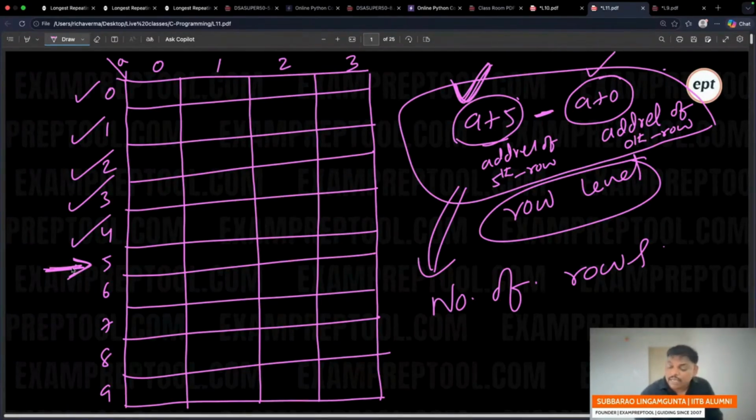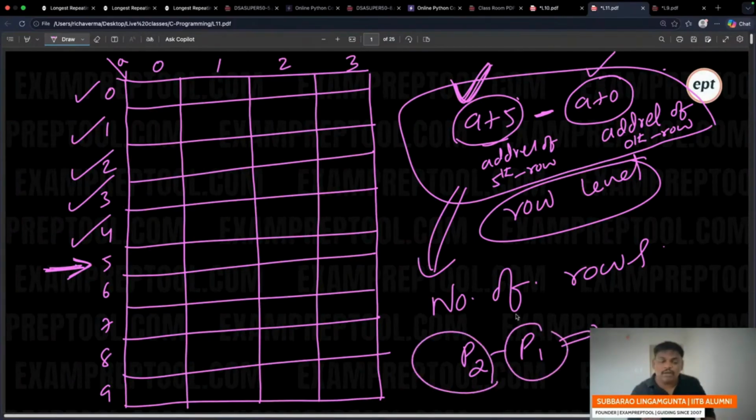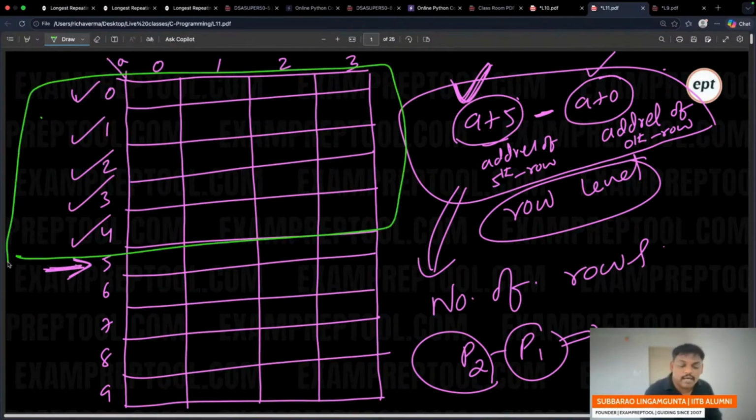Listen everyone. I said to you a few days back, P2 minus P1 will give the number of elements present between these two pointers, excluding P2, including P1. Means including A of 0, excluding A of 5, it will give the number of rows. Row level pointers, if you subtract, rows will come. Answer will be 5. You don't get the number of elements.